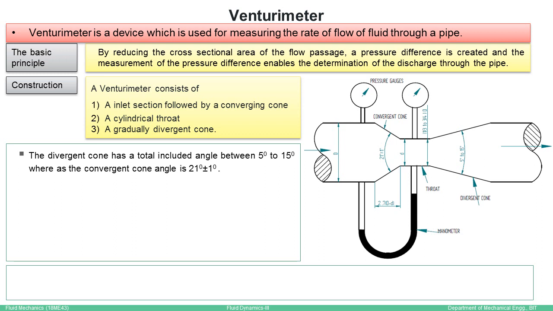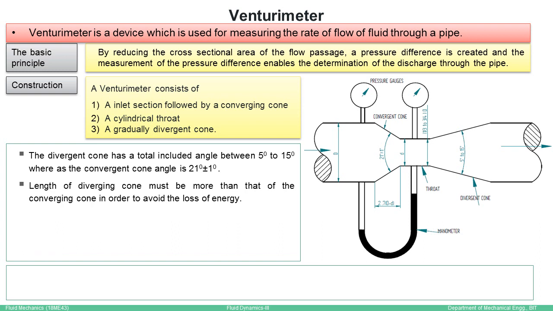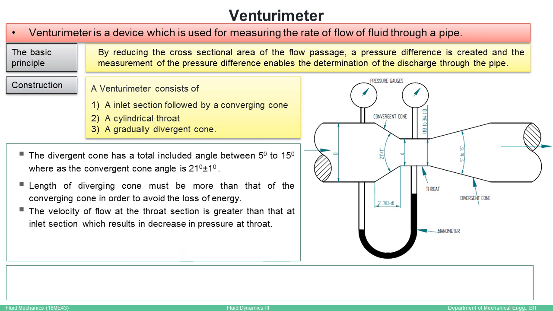And you can see, instead of the pressure gauges, you can also use a differential manometer. There is no necessity of using both. We consider inlet section 1-1 and throat section 2-2, and we need to measure the difference between P1 and P2. In such a case, either pressure gauges or a differential manometer can be used. It is not necessary that both be used. So the length of the divergent cone should be more than that of the convergent cone to avoid the pressure loss.